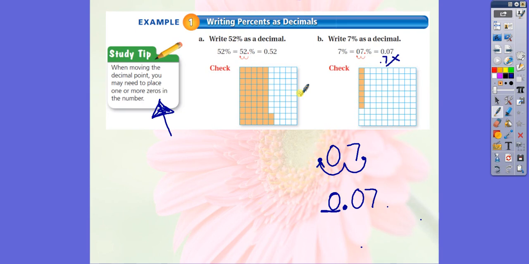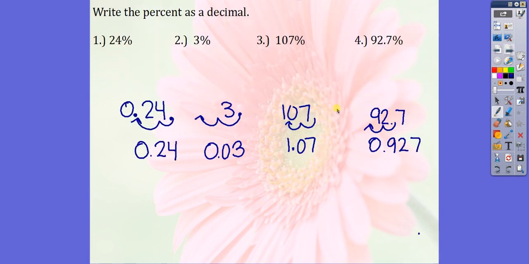And the check thing is really just reminding you that these are really comparisons to 100, and so that's what they would look like. And when moving the decimal point, you may need to place 1 or more zeros in the number, which is what you had to do for this one, because you needed to fill that empty space with a 0. And as always, please put a 0 in front of the decimal point. You never see a number written anywhere as just .07, because it can lead to misunderstandings or misinterpretations. That 0 takes care of all of those misunderstandings.